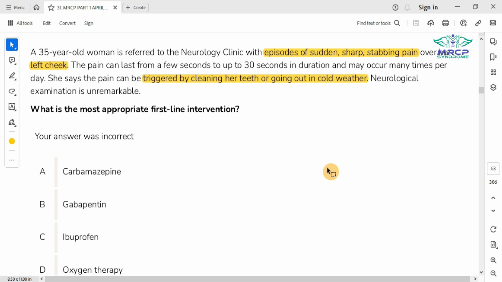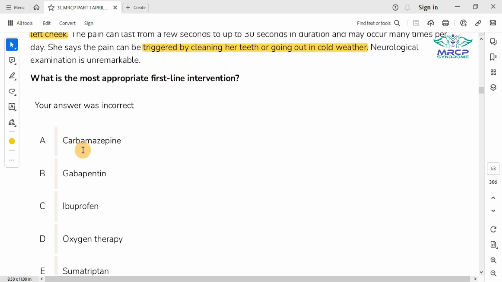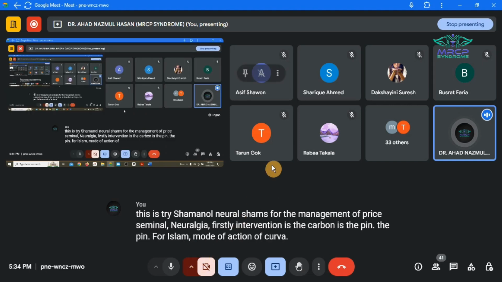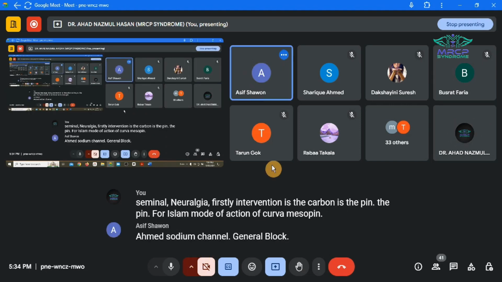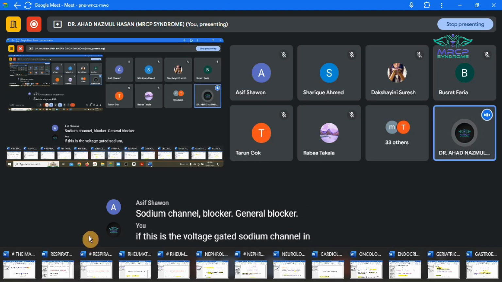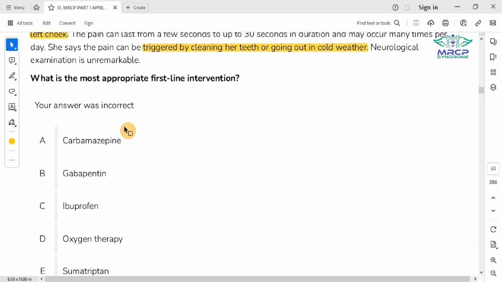Carbamazepine. So, the diagnosis: this is trigeminal neuralgia. And for the management of trigeminal neuralgia, first-line intervention is carbamazepine. What is the mode of action of carbamazepine? Sodium channel blocker. Yes, this is a voltage-gated sodium channel inhibitor.